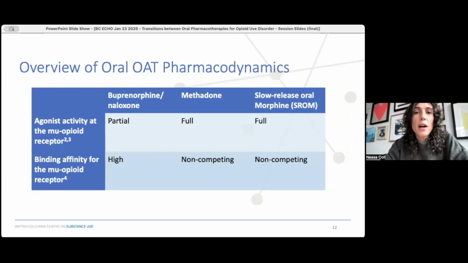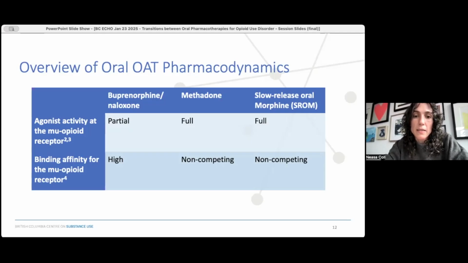So a reminder of the oral OAT pharmacodynamics in terms of the agents we have available in British Columbia. Our 3 oral OAT medications are buprenorphine naloxone, which is a partial mu opioid agonist, which has a very high affinity at the mu receptor. Due to its partial properties, buprenorphine has a ceiling effect, which is protective against drug poisoning, but it also displaces full agonists from those opioid receptors, which may cause precipitated withdrawal if therapeutic doses are taken at the same time as full agonists.